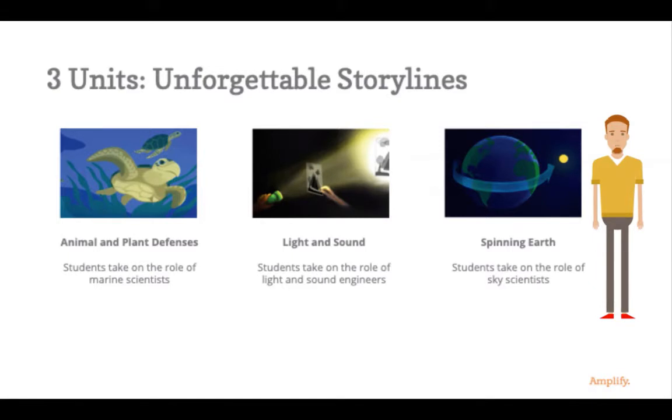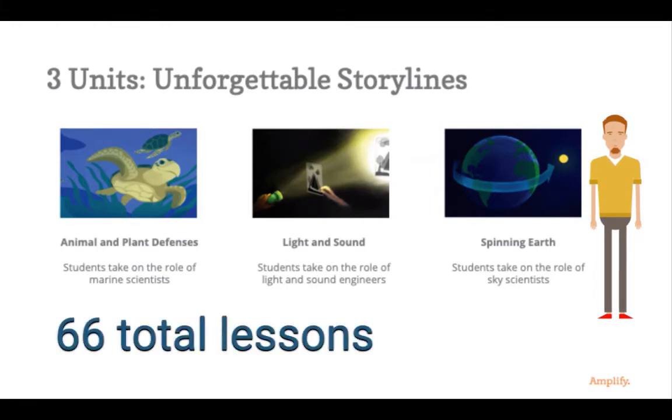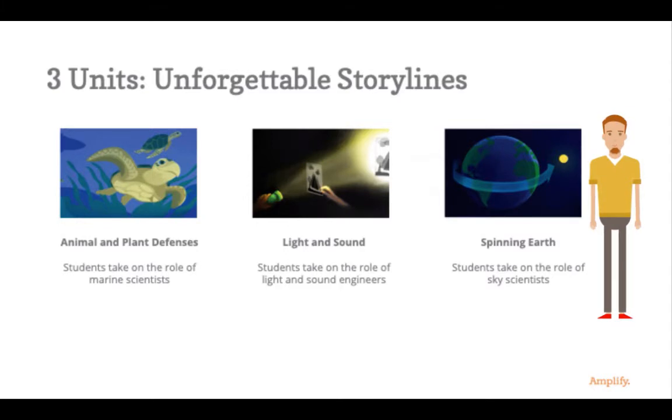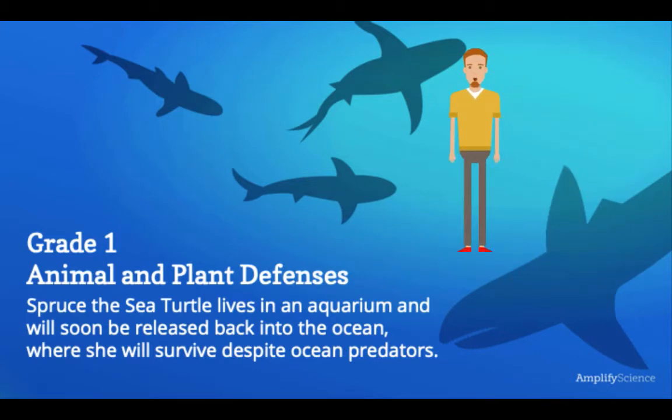Over the course of these 3 units, students will explore phenomena as marine scientists, light and sound engineers, and sky scientists. Planning is simple. Each unit has 22 lessons, so you'll have a total of 66 lessons to teach for the academic year. Now let's take a look at the teacher instructional materials that bring these amazing units to life. As an example, I will be using the unit Animal and Plant Defenses, where students explore survival in a unique way. But know that all the units have similar design and resources.